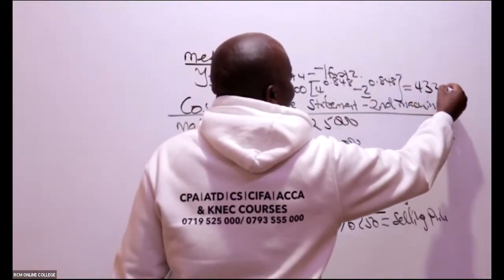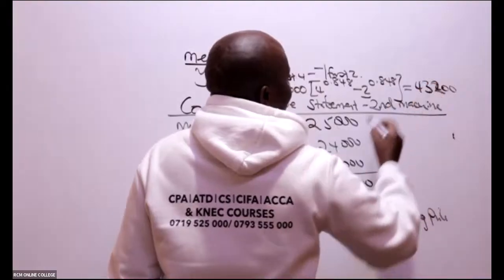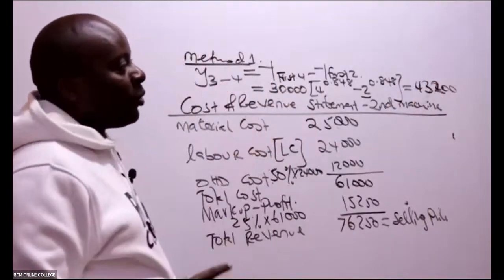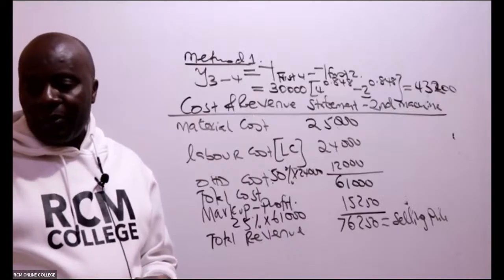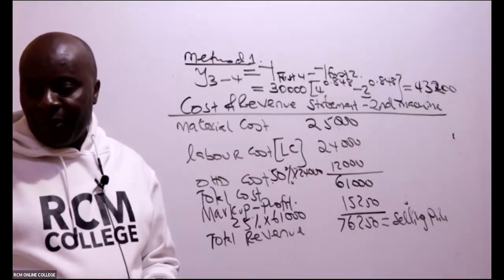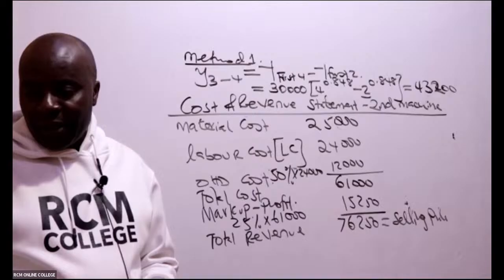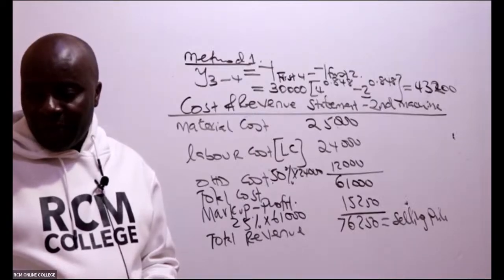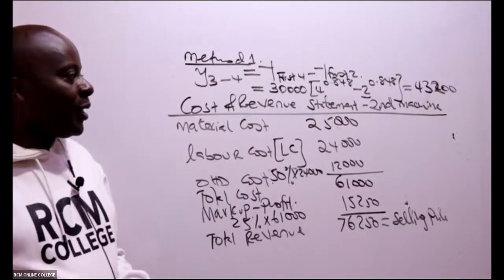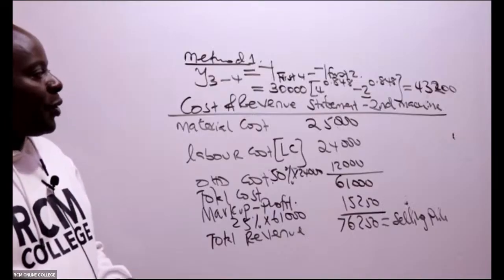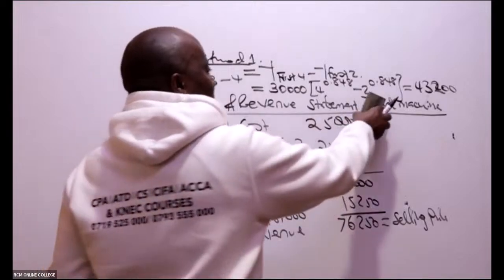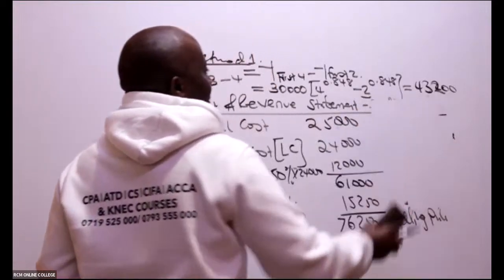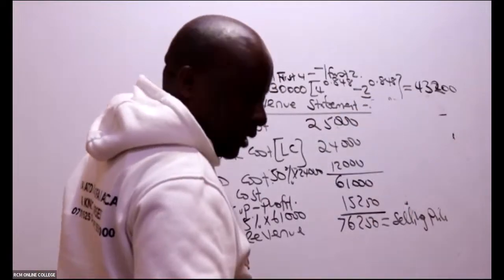I don't know whether Maggie have been able to catch up. Maggie, have you been able to get that value? 43,200. Yeah, great. Then now we do cost and revenue statement. I will not rub mine, but I'll just come and make some adjustment here. So here, great, Maggie. So now we have here third and fourth machine.